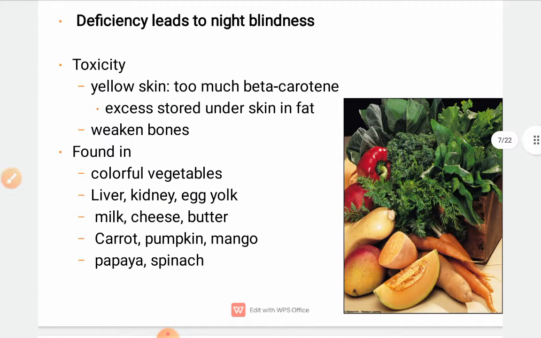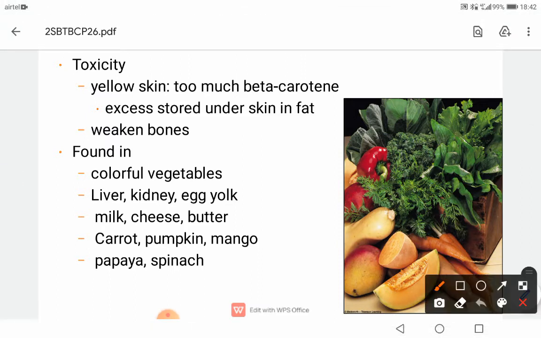And this is present in very colorful vegetables like pumpkin, carrots, spinach, and mangoes, peppers, and liver. It is abundantly present in the liver of animal tissues and kidney.